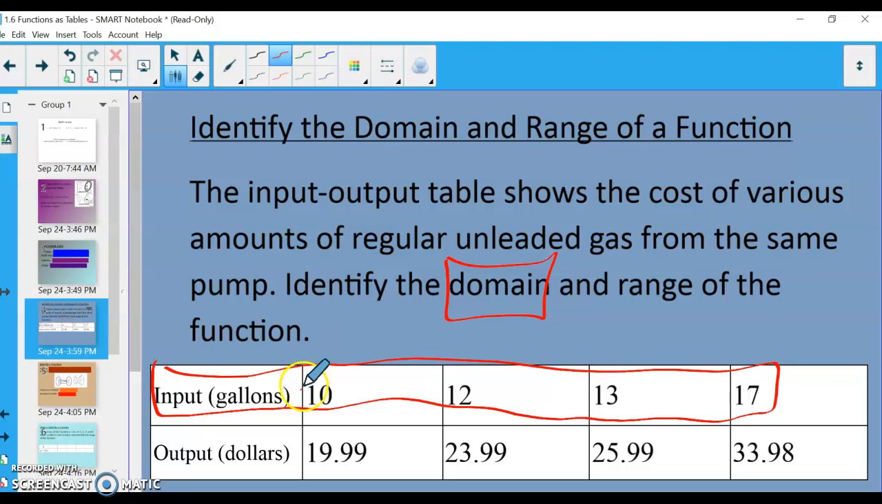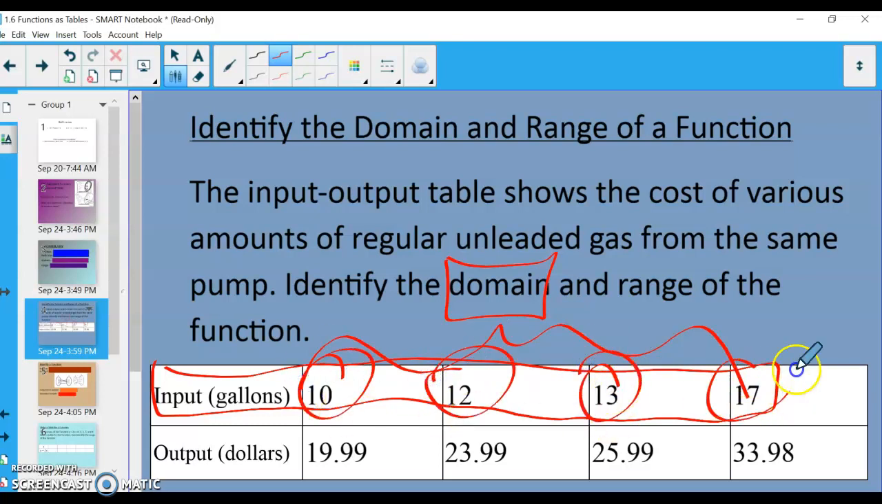So the domain actually falls in there. The domain of this function would be 10, 12, 13, and 17. There is not one given thing for this.